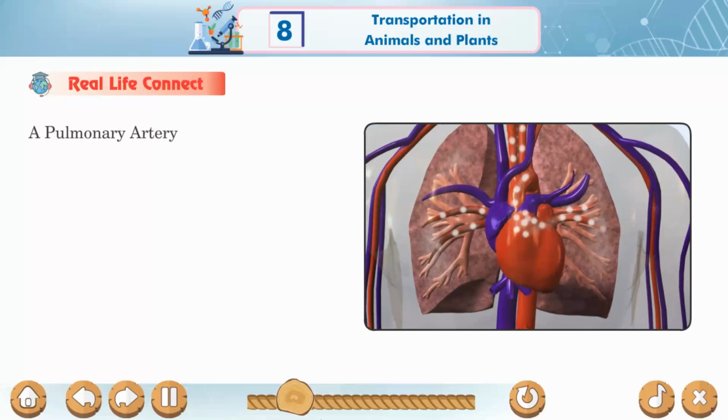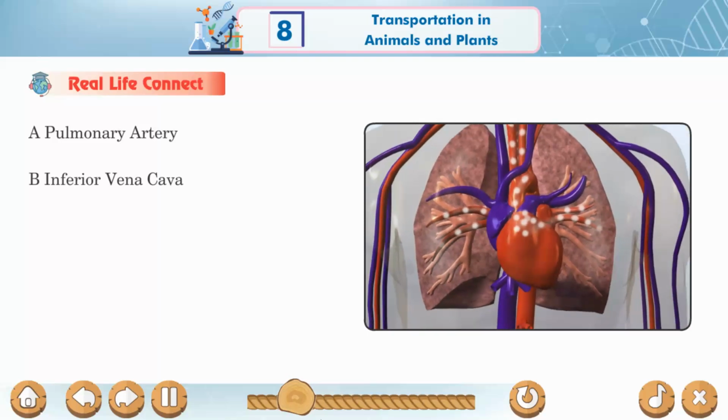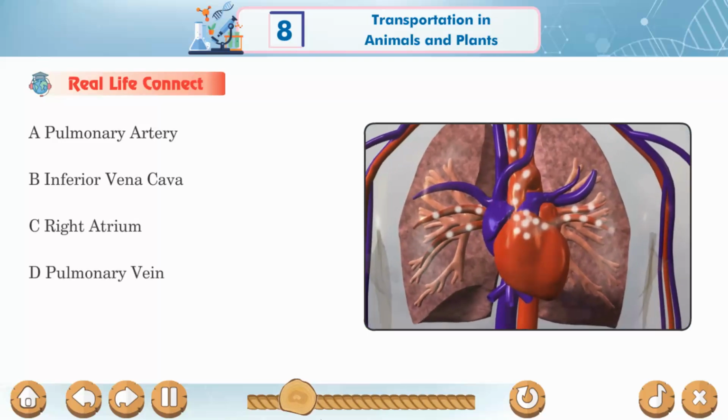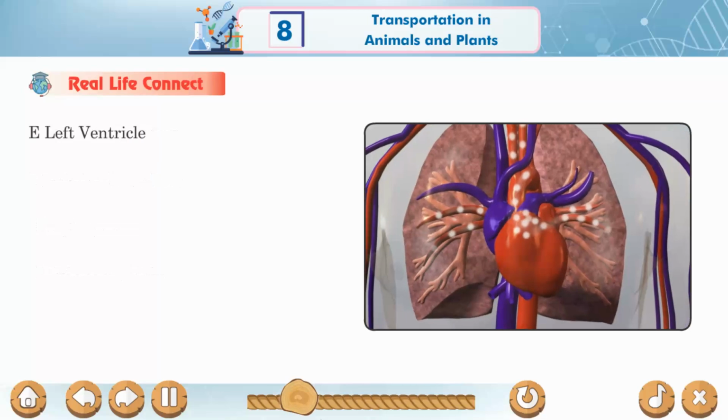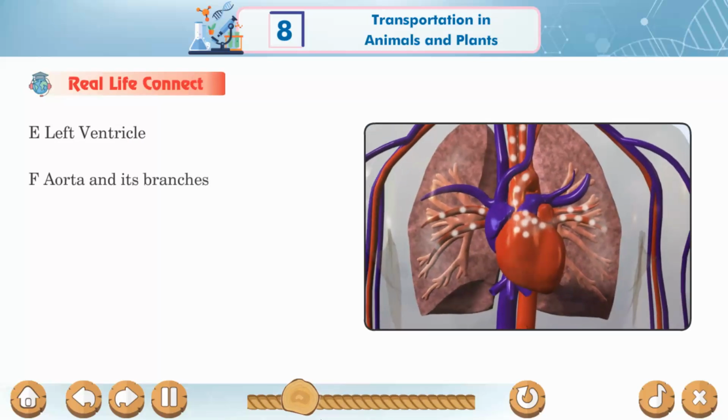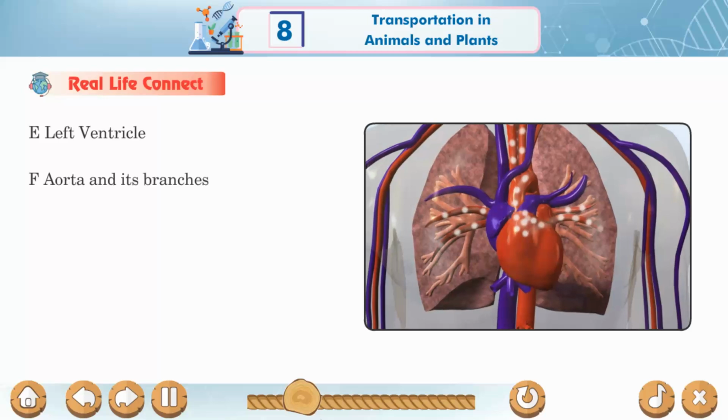A. Pulmonary artery. B. Inferior vena cava. C. Right atrium. D. Pulmonary vein. E. Left ventricle. F. Aorta and its branches.